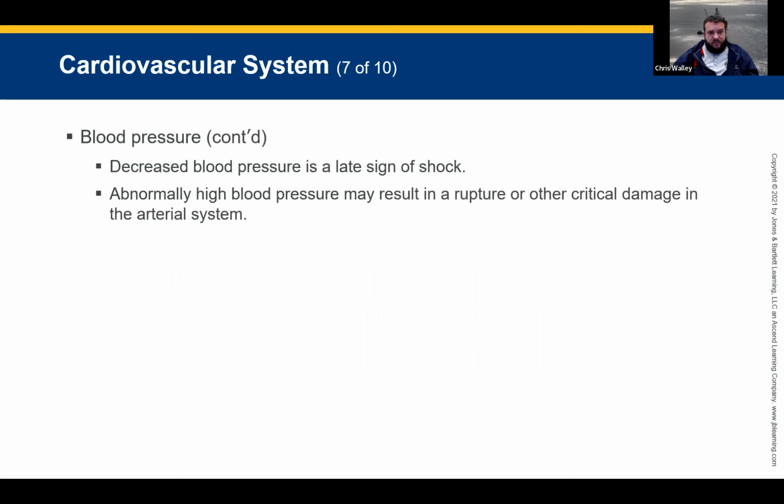Decreased blood pressure is a late sign of shock. Abnormally high blood pressure may result in a rupture or other critical damage in the arterial system. You will know a rapid change when there is a rapid loss of blood. Blood's going somewhere. The heart is not able to pump it because the quantity is not there. I'm pumping nothing in the heart, so the blood's not going round and round. It's going in and out, or actually it's going out. We have to stop that to maintain a level.